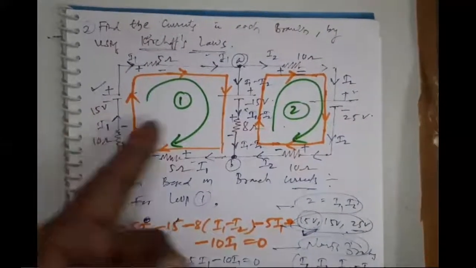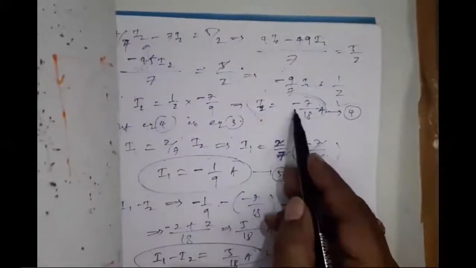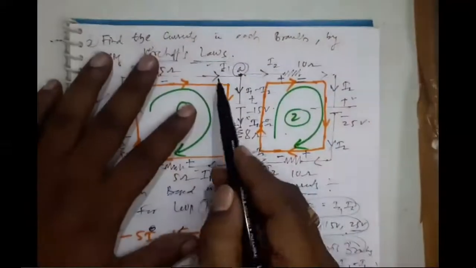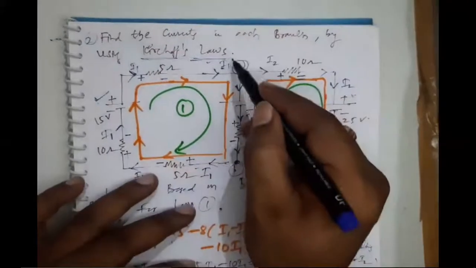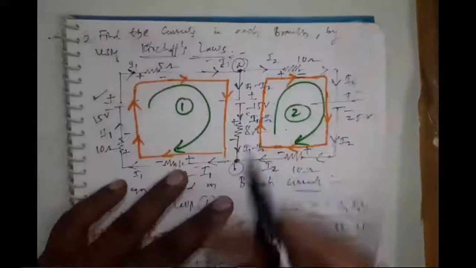If you consider 25 volts, you will get some other signs. Instead of negative, you may get positive. What is the meaning of the negative sign? Whatever your assumption of the direction is, it is completely reversed. Your assumption of direction is from left to right, so the value is minus for this direction: minus 7 by 18.